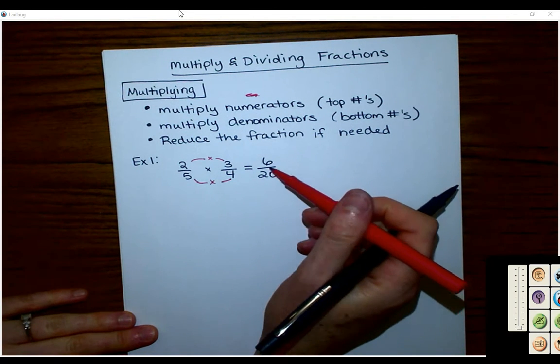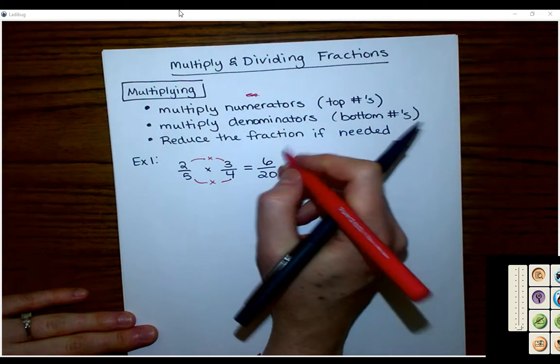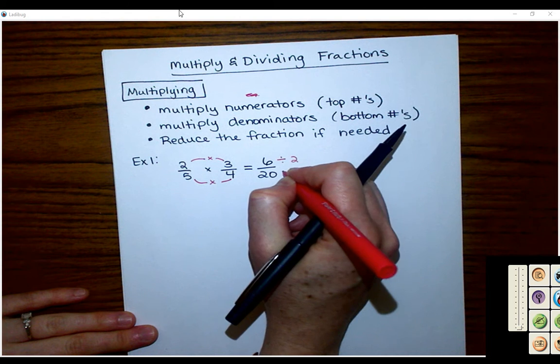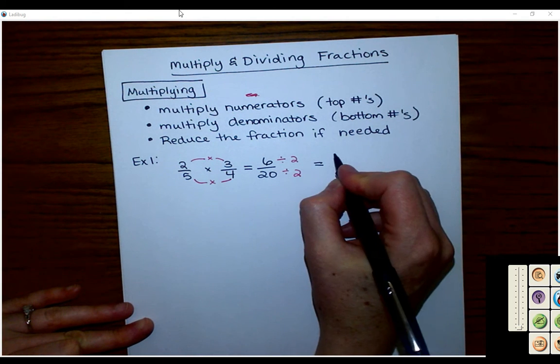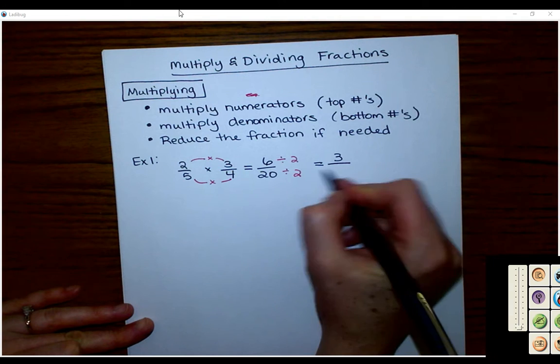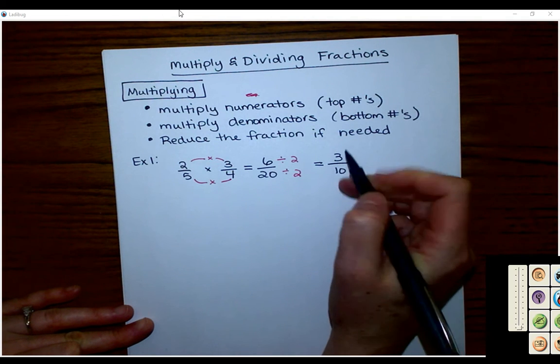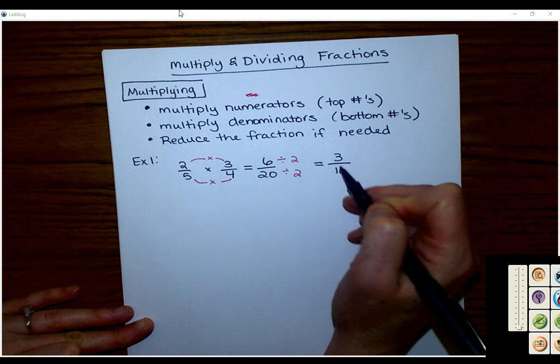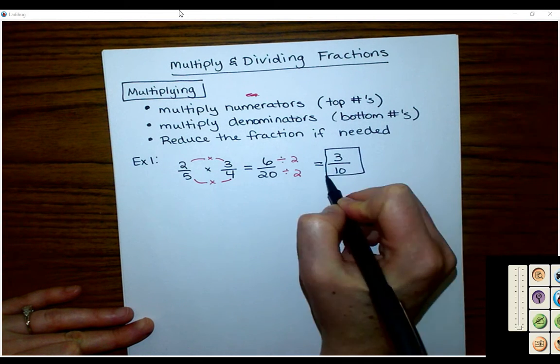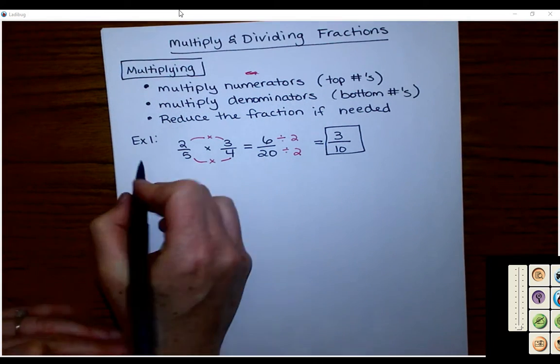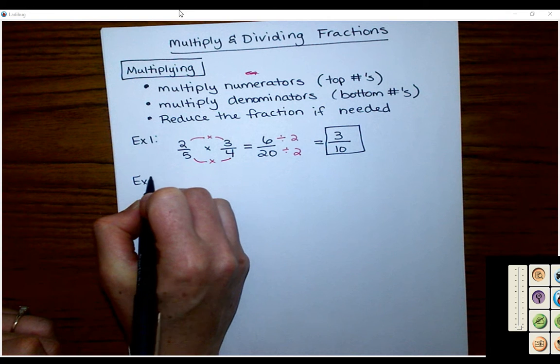These are both even numbers, so I know immediately I can divide by 2. That's going to give me 6 divided by 2 is 3, and 20 divided by 2 is 10. Those two numbers can't be divided by anything else the same. So that's it, 3/10.